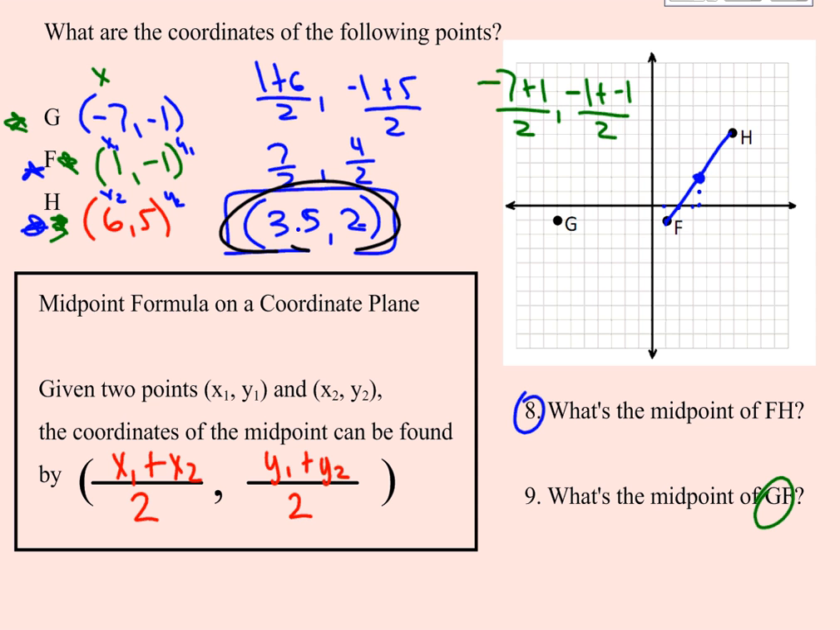So like this becomes x1, this becomes x2, this becomes y1, this becomes y2. Negative 7 plus 1 is negative 6, divided by 2 is negative 3. Negative 1 plus negative 1 is negative 2, divided by 2 is negative 1. So you've got negative 3, negative 1. So what is halfway between G and F? 1, 2, 3, negative 1. There we go, because it's 4 units that way, 4 units that way. That's the midpoint.